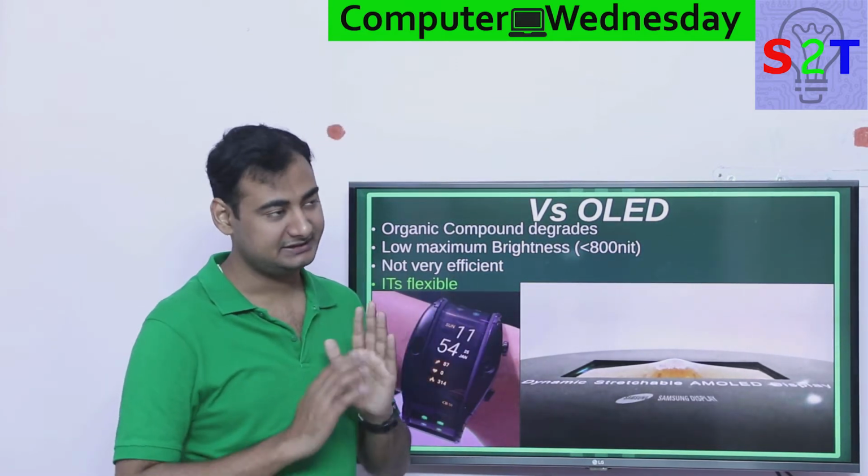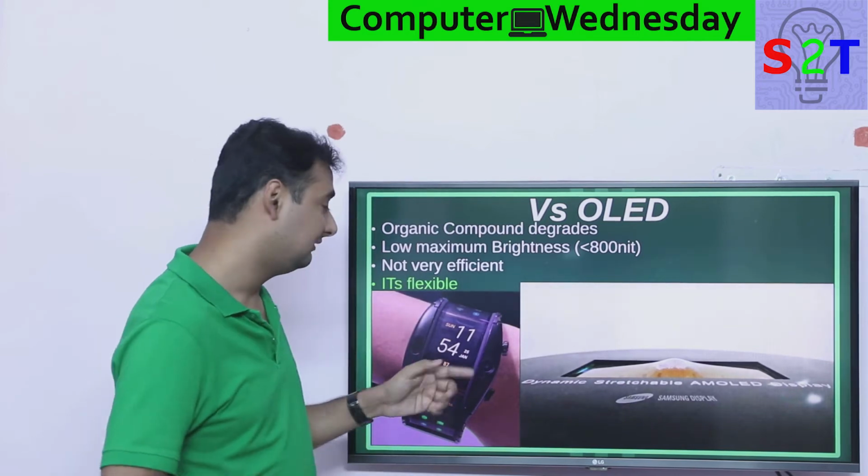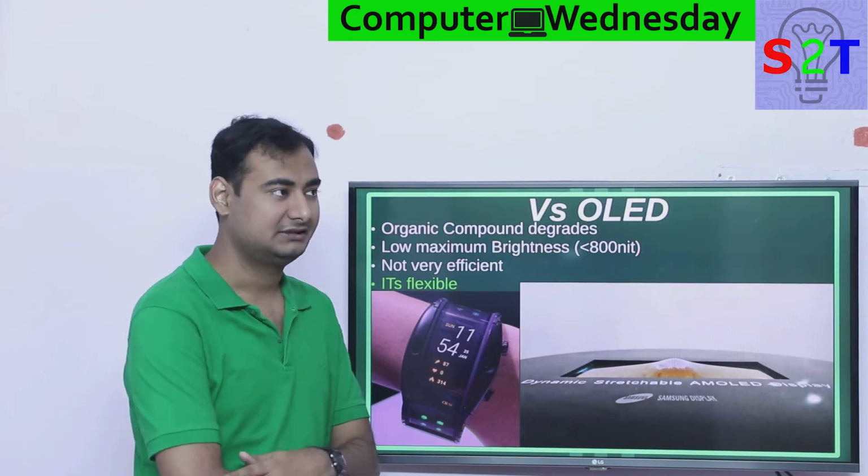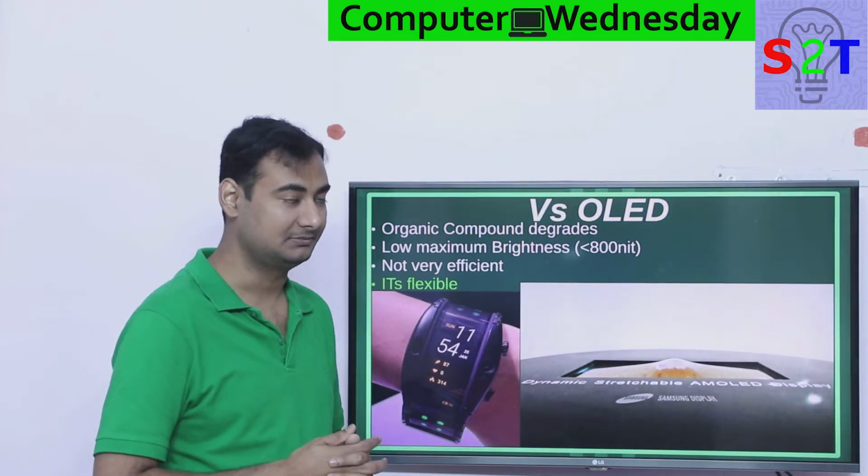So OLED will be there. I can easily see OLED there if folding phones and flexible smartwatches take over. I can easily see OLED being there forever. It's just that for mobile phones, micro LED will replace it.